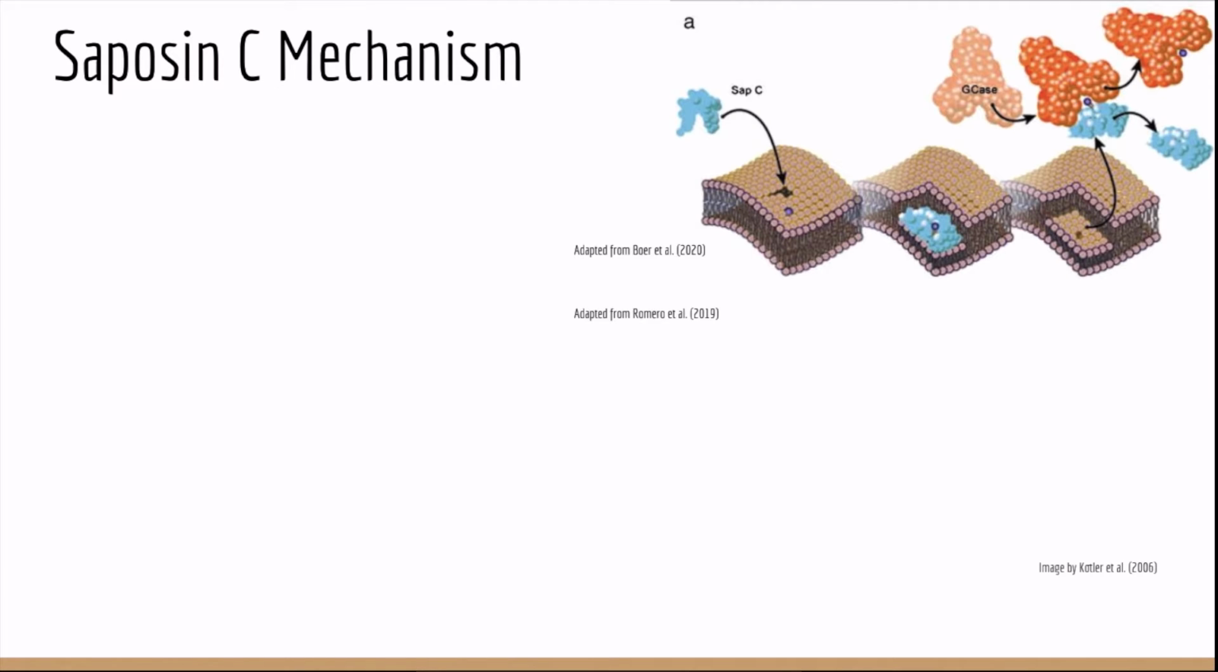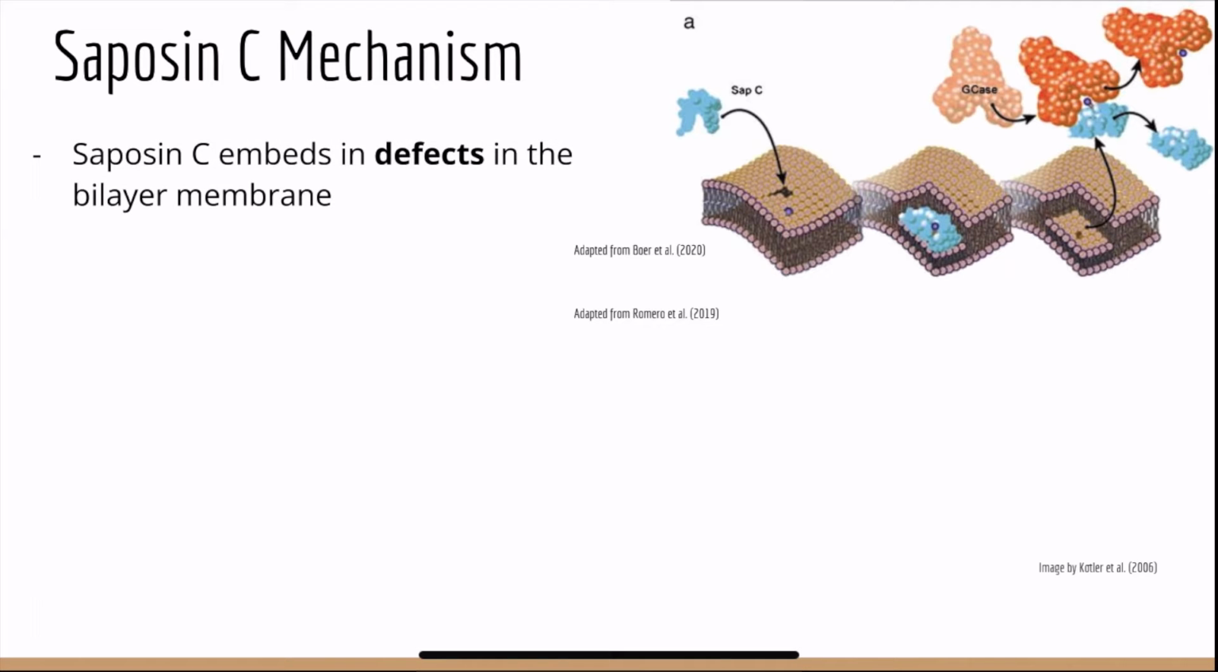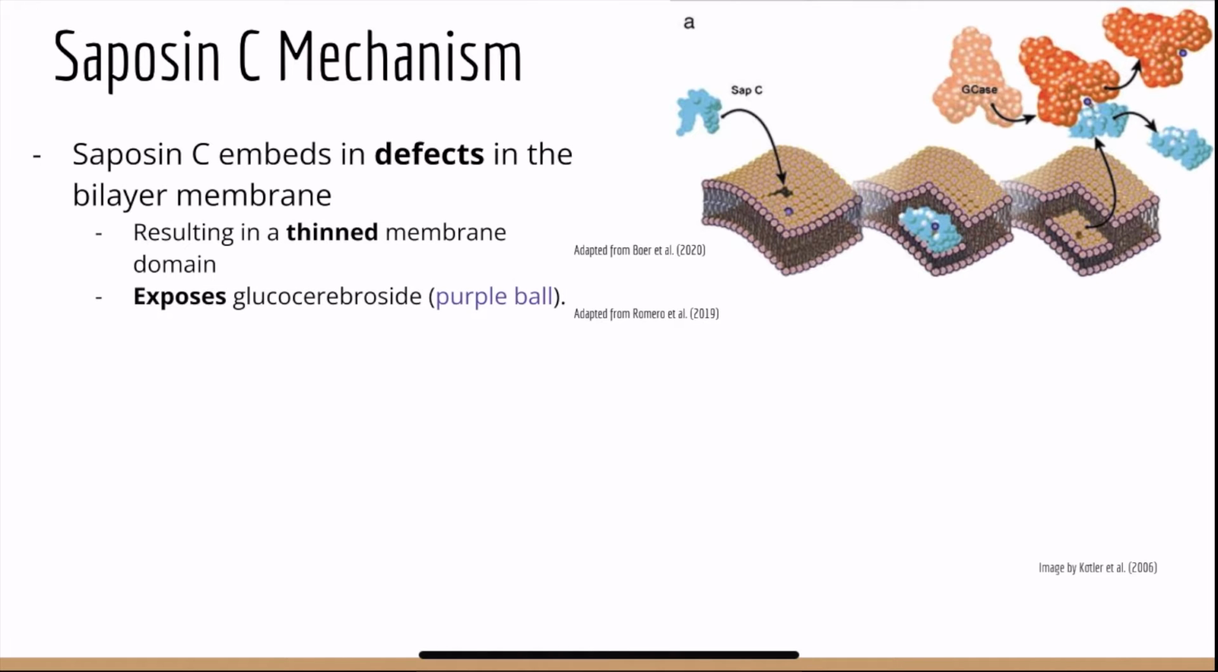To activate glucocerebrosidase, saposin C must first embed itself in the defects of the membrane. This results in a thin membrane, which exposes glucocerebroside, the substrate of glucocerebrosidase. After this event, there are 2 proposed models of how saposin C may activate glucocerebrosidase.